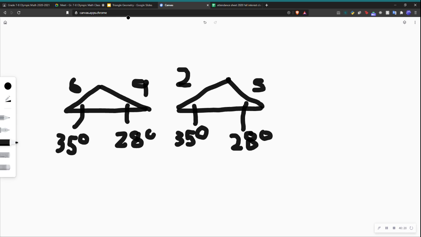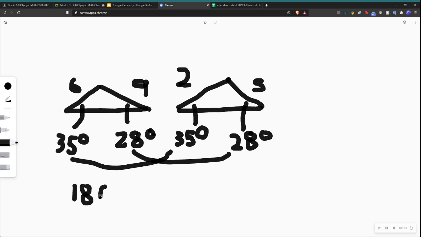Alright, so I told you guys that this is a similar triangle problem, but we still have to prove that these two triangles are similar before we try to solve for S. We can just use the angles to prove that they're similar. So we have corresponding angles, 35 and 35, and we also have the 28s that correspond to each other. And usually that already proves that these two triangles are similar, because the third angle also has to match. You can probably see why. If you calculate the third one, you have 180 subtract 35 plus 28.